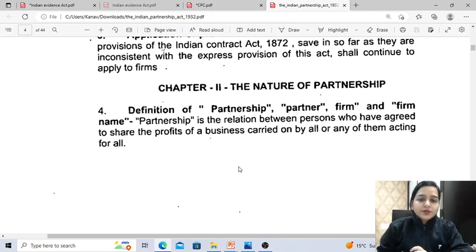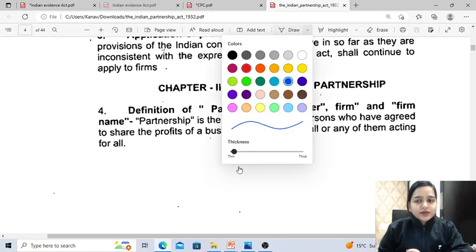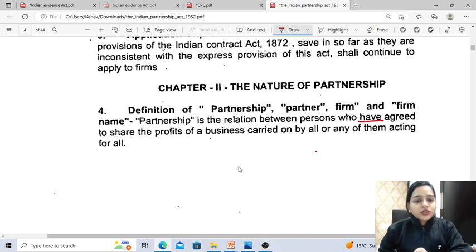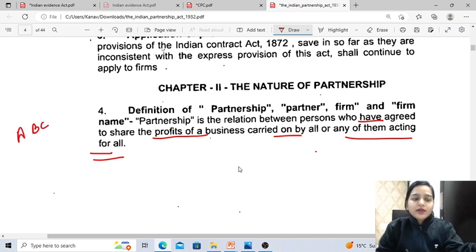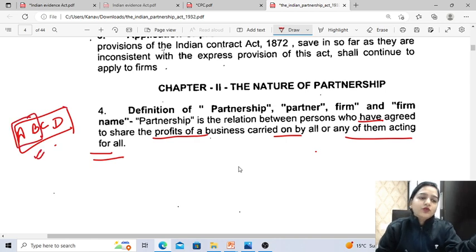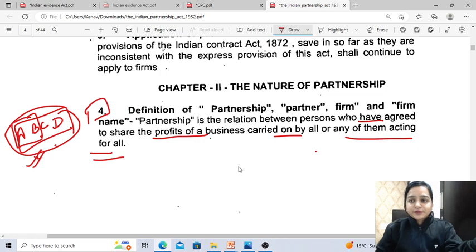So partnership means the relation between partners who have agreed to share the profits of the business carried on by all or any of them acting for all. So the persons जो agree करें कि we are going to share the profits of a business, हो सकता है कि that is carried on by all. If A, B, C, D चार पार्टनर्स हैं कि चारों मिलके बिजनेस को चलाएं, या फिर हो सकता है कि A और B चलाएं, but वो एक्ट जो है सबके बिहाफ पे कर रहे हैं. So this is the meaning of partnership that is given under Section 4.